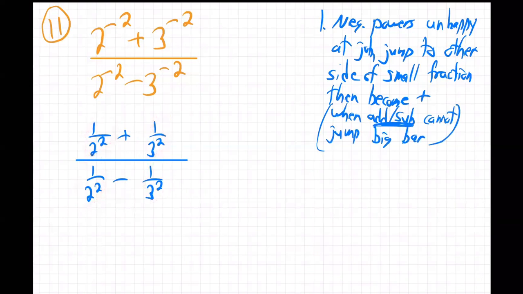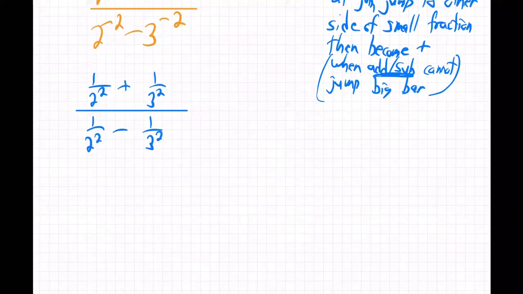Then they become positive. Right? So negative powers are negative. They're unhappy where they're at. They jump right where they're at to the other side. Now what are we going to do?